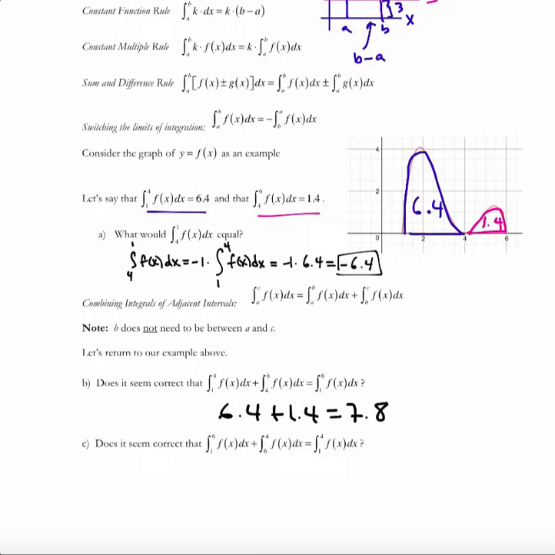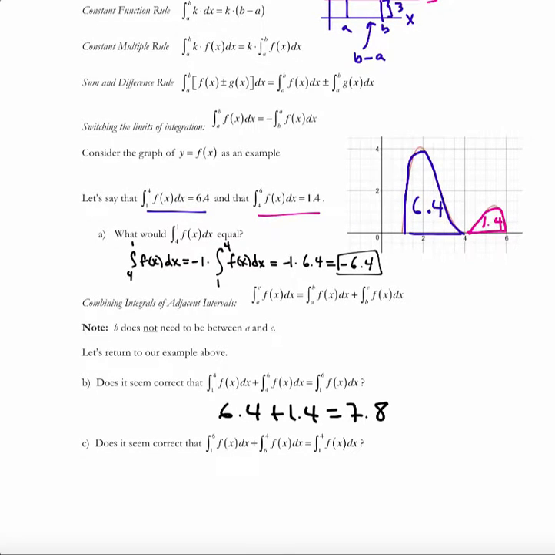Now, let's see if this is going to jive with us. Would it make sense that the definite integral from 1 to 6 of f of x dx plus the definite integral from 6 to 4 of f of x dx would equal the definite integral from 1 to 4 of f of x dx? Note how this equation is very similar to this one. What's different is this 6, which is like these b's, does not need to lie between a and c. And that's a really, really big deal.